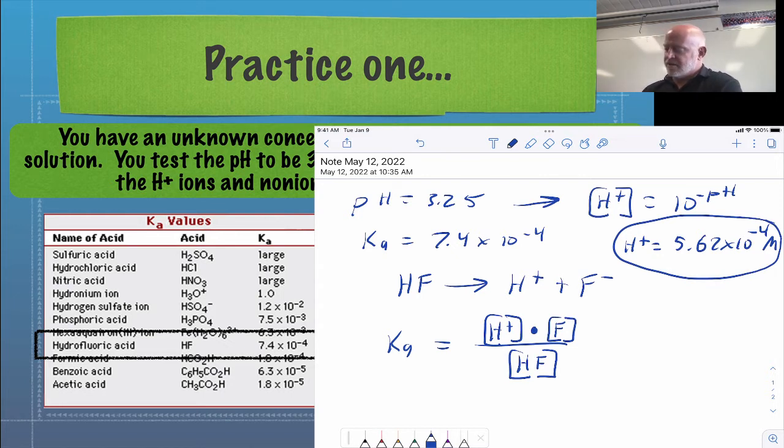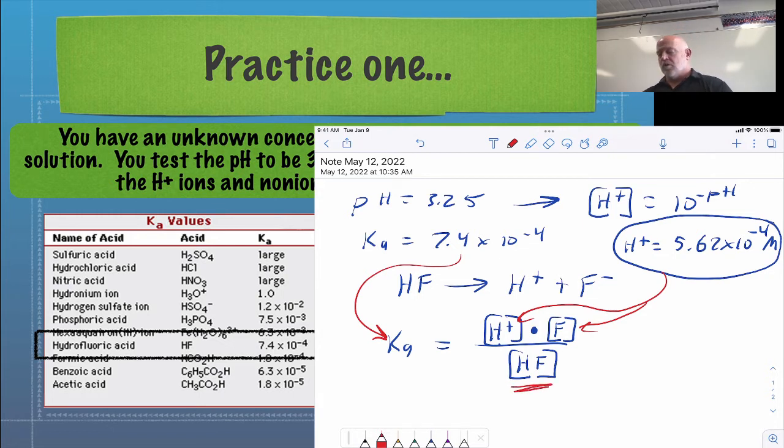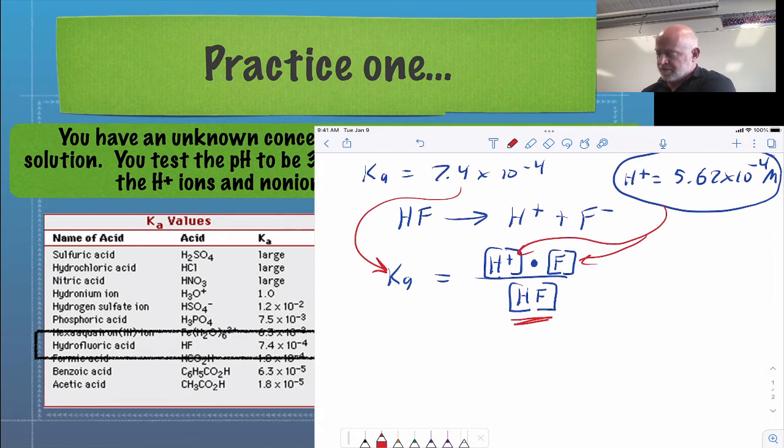Now that I know that, this value is this number and this number, okay? So it's both of those. I know my Ka is this value, so the last thing is to solve for my HF, or what is my non-ionized acid in this, okay? So to do that, I can plug my numbers in, rearrange, and solve. So rearranging this, I am going to say that my HF concentration should equal my 5.62 times 10 to negative 4.